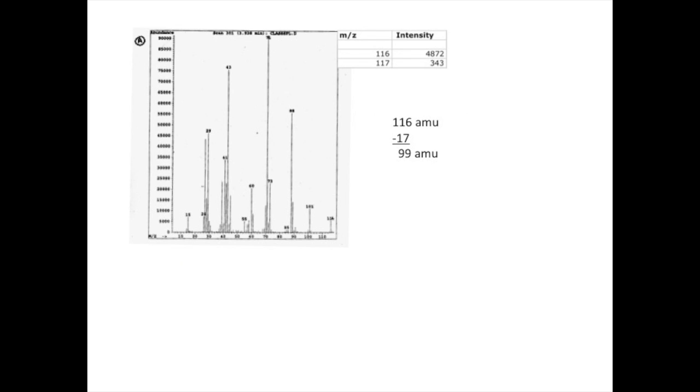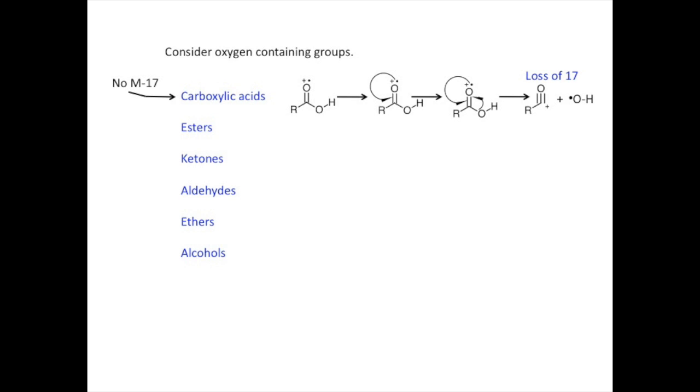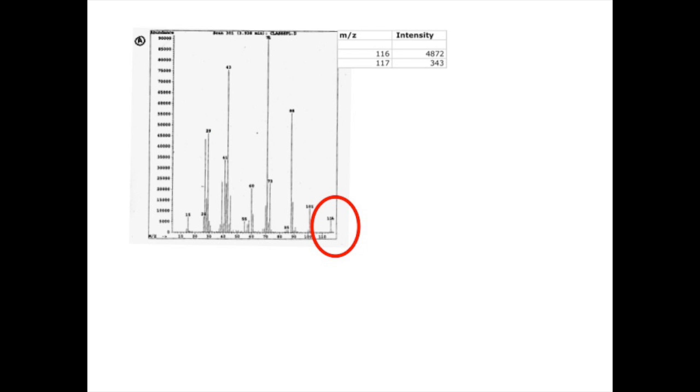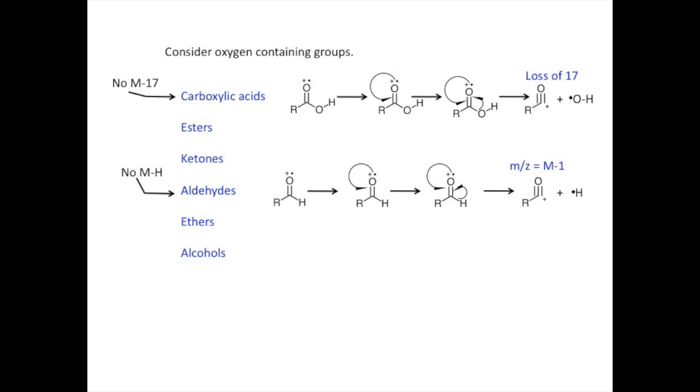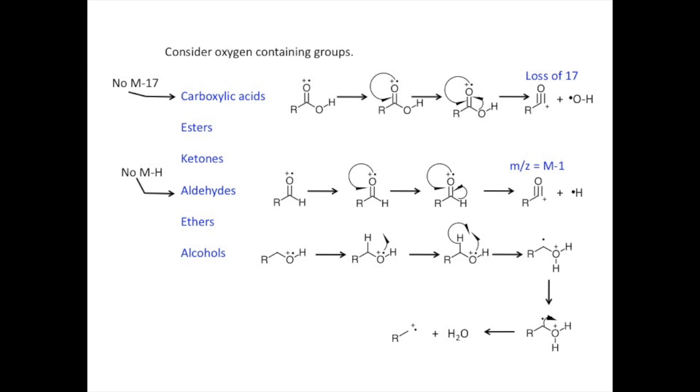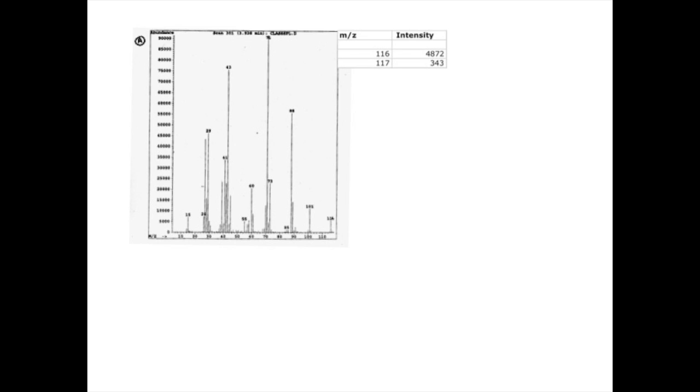A loss of 17 from a molecular weight of 116 gives us a mass of 99. But there is virtually no signal at 99, so we can rule out carboxylic acids. Aldehydes tend to show very strong loss of a hydrogen radical. But there's only a very tiny signal at 115. An aldehyde is an unlikely candidate. Primary alcohols are prone to losing water. Likewise, there is very little or no signal at 98 atomic mass units that corresponds to the loss of water. It's very unlikely that our unknown is a primary alcohol.